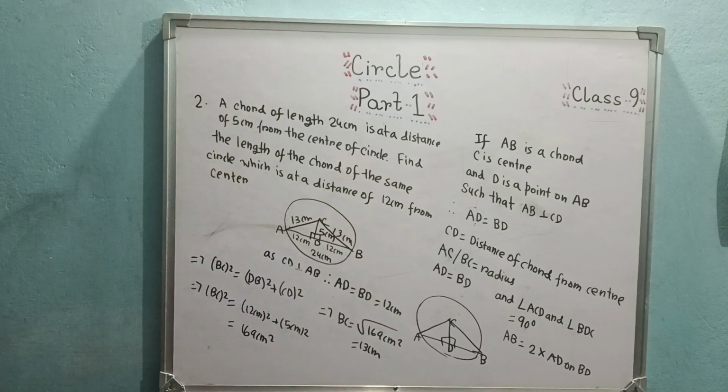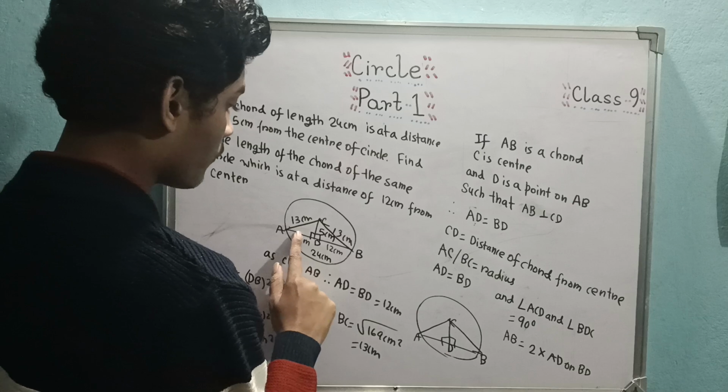Now the second case is, find the length of the chord of the same circle which is at a distance of 12 cm from center. Now this chord's length is not 24.